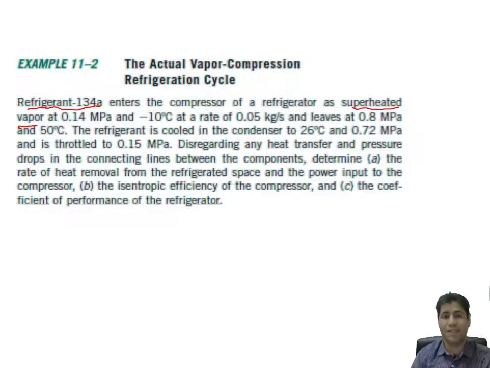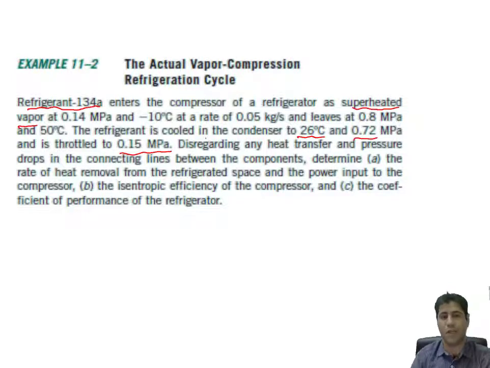The refrigerant is cooled in the condenser to 26 degrees Celsius and 0.72 megapascal pressure, and it is throttled to 0.50 megapascal.